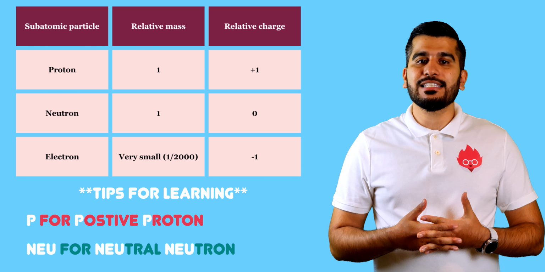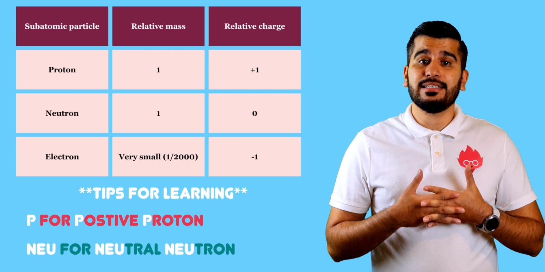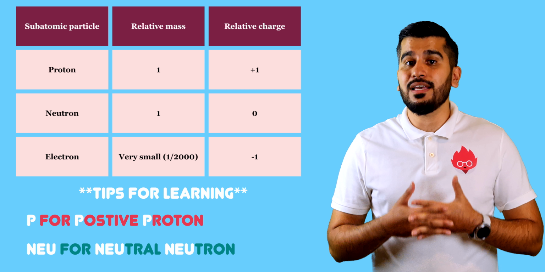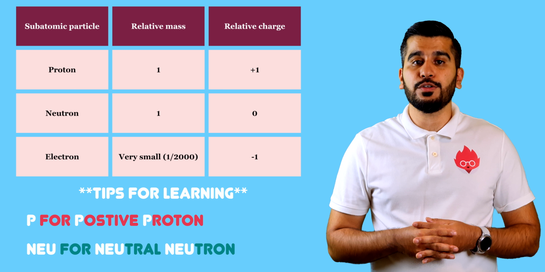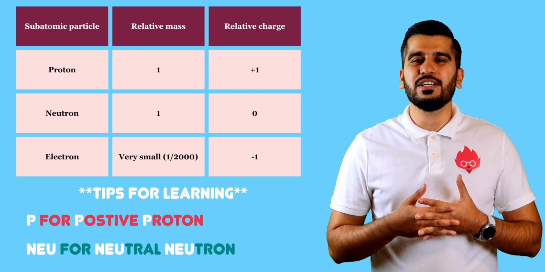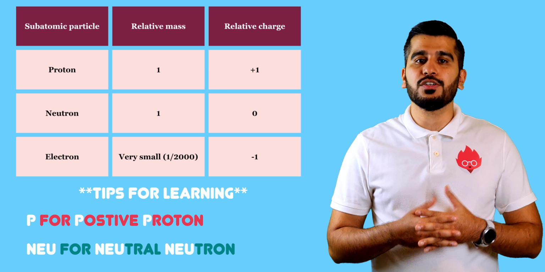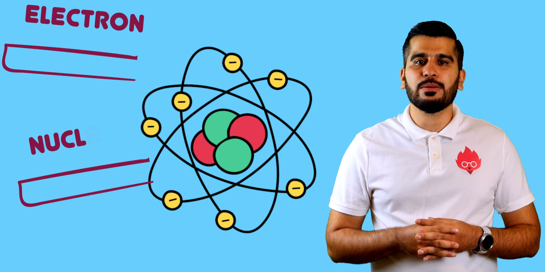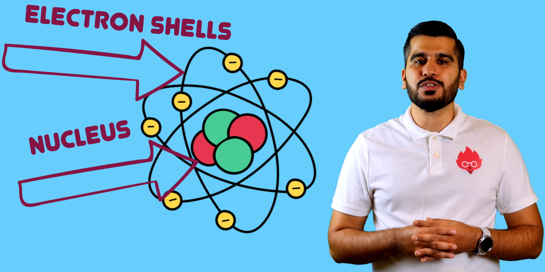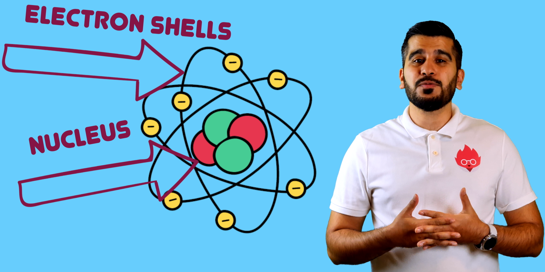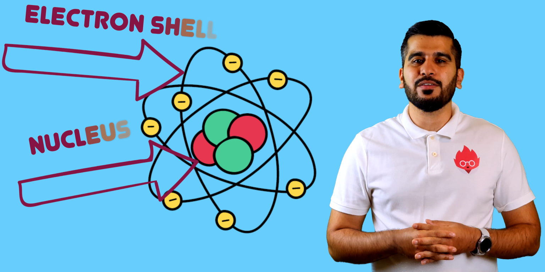Electrons have a relative mass which is considered negligible as it is very small, 1/2000 the mass of a proton or a neutron, and therefore contributes virtually nothing to the total mass of an atom. They have a relative charge of -1. Look at the diagram of the atom. Protons and neutrons are found at the center of the atom called the nucleus. The electrons form a series of shells around the nucleus.